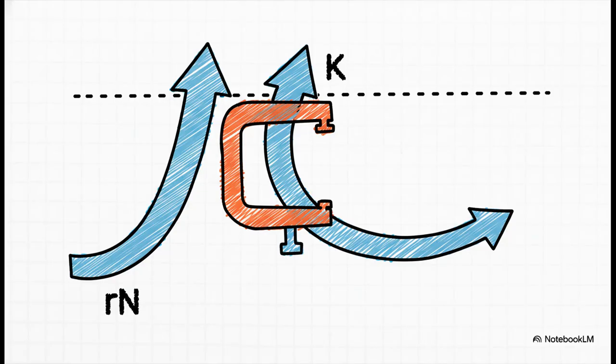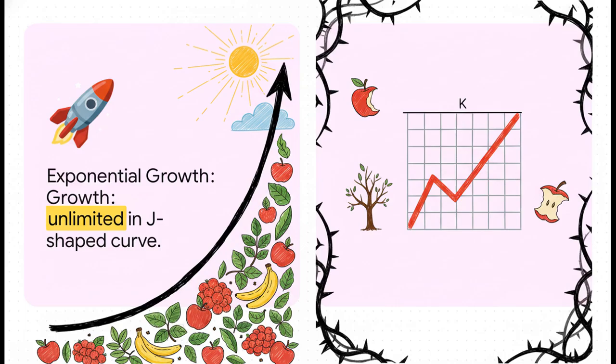So how do we write this with math? Well, we start with our old exponential formula, rN, and we multiply it by this new bit, (K minus N) divided by K. This new piece of the puzzle is what represents the environmental resistance. It's the brakes. Think about it. When the population N is really small compared to K, that fraction is close to 1, and growth is fast. But as N gets bigger and approaches K, that fraction gets closer and closer to 0, slamming the brakes on growth.